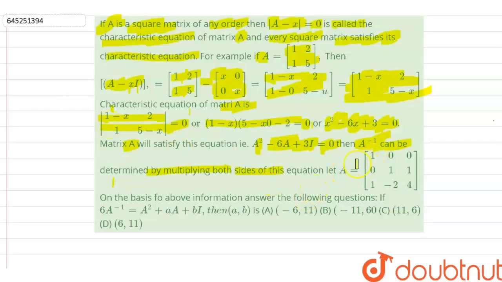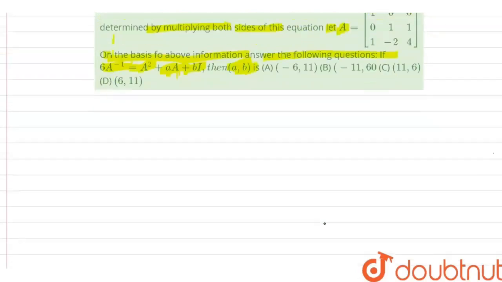Now our question starts from here. Let A be this given matrix. You can see clearly. On the basis of the above information, answer the following question. If 6A inverse equals A squared plus aA plus bI, then (a, b) is, we have 4 options. We have to check which option is correct. Basically, the question is very easy. If you understand that thing which I told you, you can clearly solve this question.